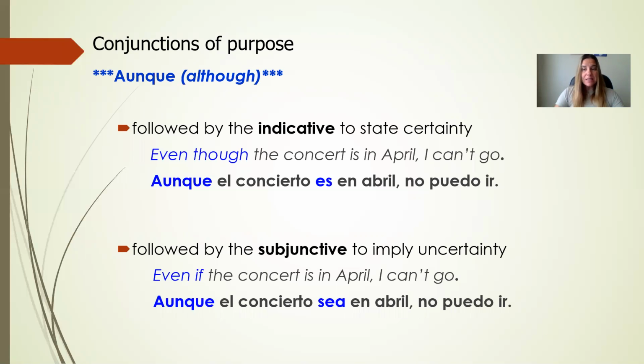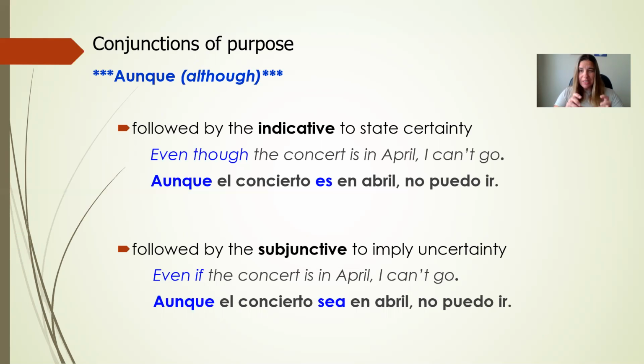And again, this is that speaker's perception of what they're saying. It's a certain statement. Even though the concert's in April, I can't go. You would follow aunque with the subjunctive if any uncertainty were implied. So, aunque el concierto sea en abril, no puedo ir. So even if the concert is in April, I can't go.